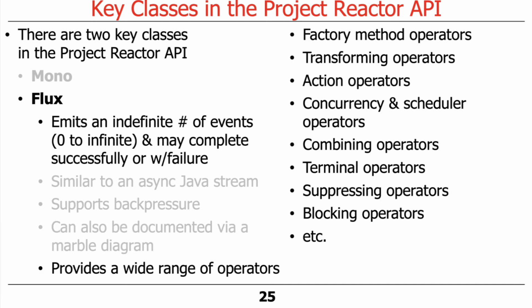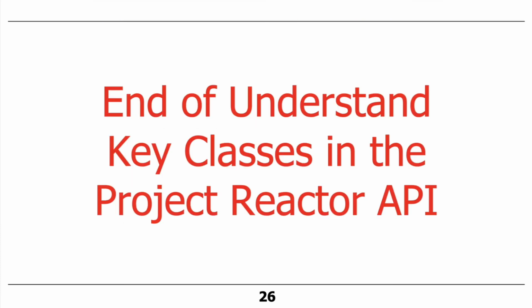As with monos, there are lots and lots and lots of operators. They're basically the same operators as there are for monos. The difference being, of course, that a Flux generates a stream of these things, whereas a mono will only generate at most one. So that's the main difference. Okay, so that's a quick overview of the key classes. Obviously, at this point, you would probably not be in a position to program anything with fluxes and monos, so we will get into those in more detail as we go a little further along.